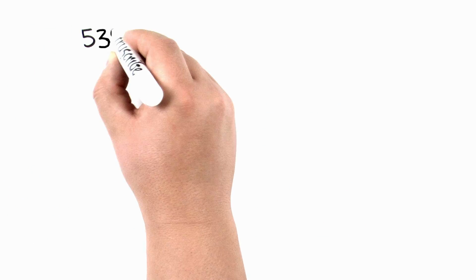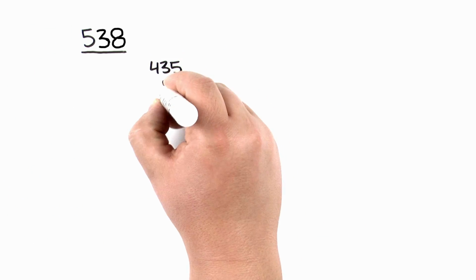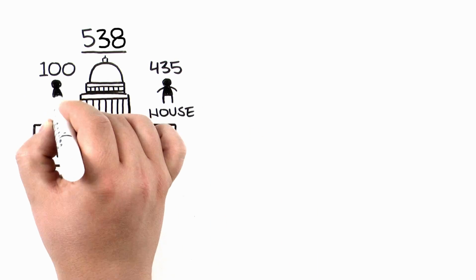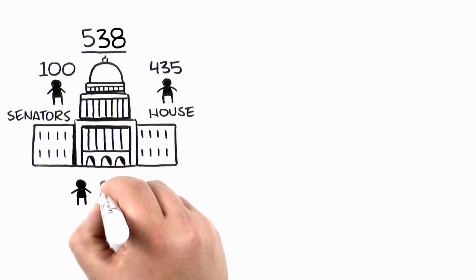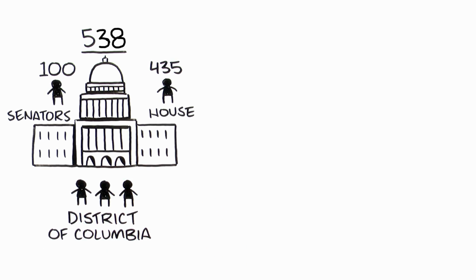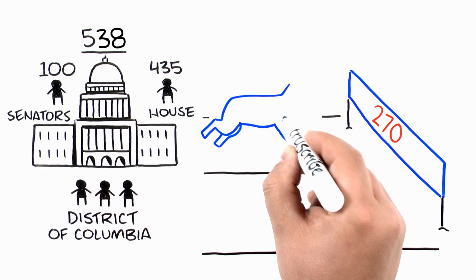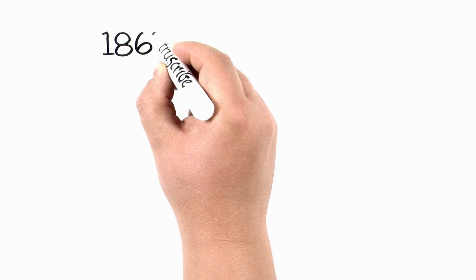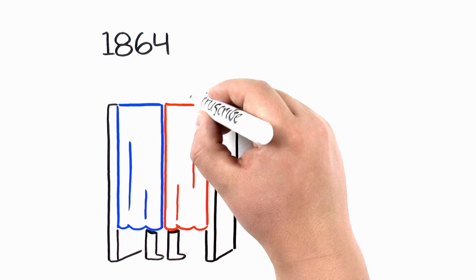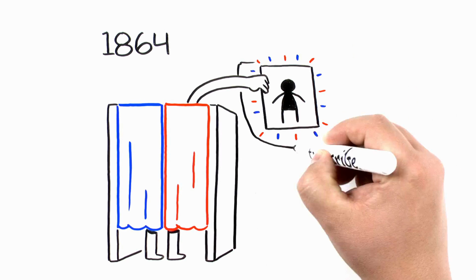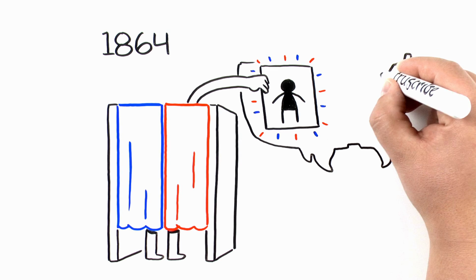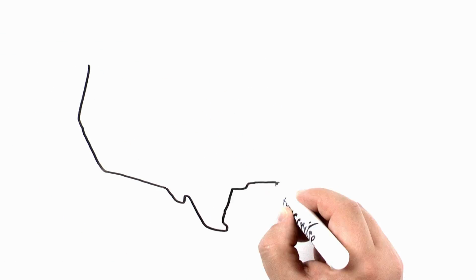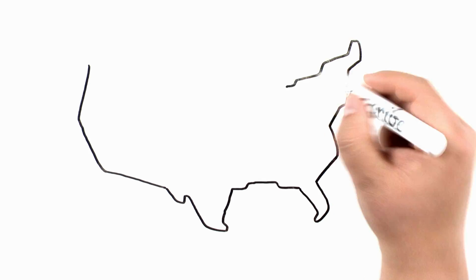The total number of electors is 538. 435 for the number of House members, 100 for the number of senators, and 3 electors for the District of Columbia. It takes 270 electoral votes to win. Since 1864, the voters have directly chosen electors in all states, a tradition that has become a permanent feature of the Electoral College system. Are presidential electors bound by law to vote for the candidates of the party that nominated them?